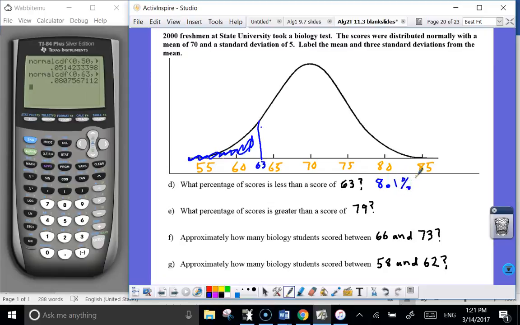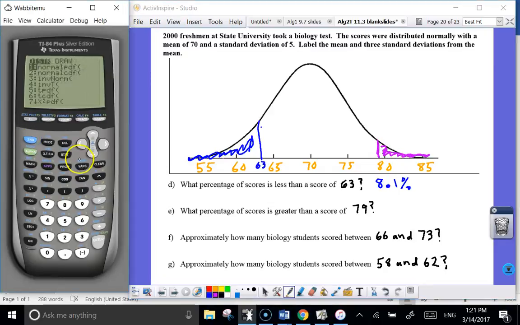Okay, what percentage of the scores are greater than 79? Let's change color. 79 would put it right there. It's definitely not a whole number of standard deviations away. So now, second vars, 2. The lower I know, that's 79. For the upper, I've got to put something that's way greater than that. I'm going to put in 200.